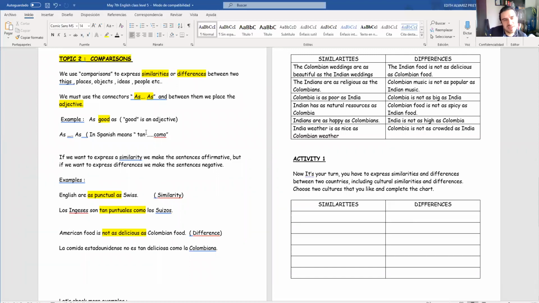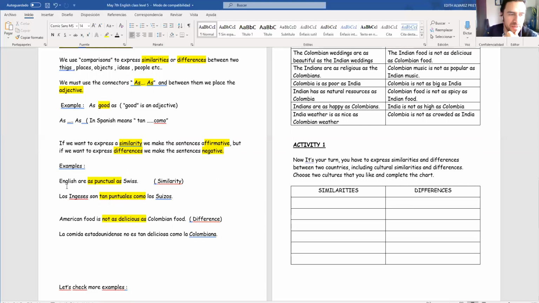En Spanish les puse la traducción que significa ese as, la traduje como un tan, como. O sea, primero tan, luego viene el adjetivo como, ¿listo? Ya con el ejemplo lo vemos mejor. Okay, if we want to express a similarity, we make sentences affirmative. But if we want to express differences, we make the sentence negative, okay? This is the correct way.